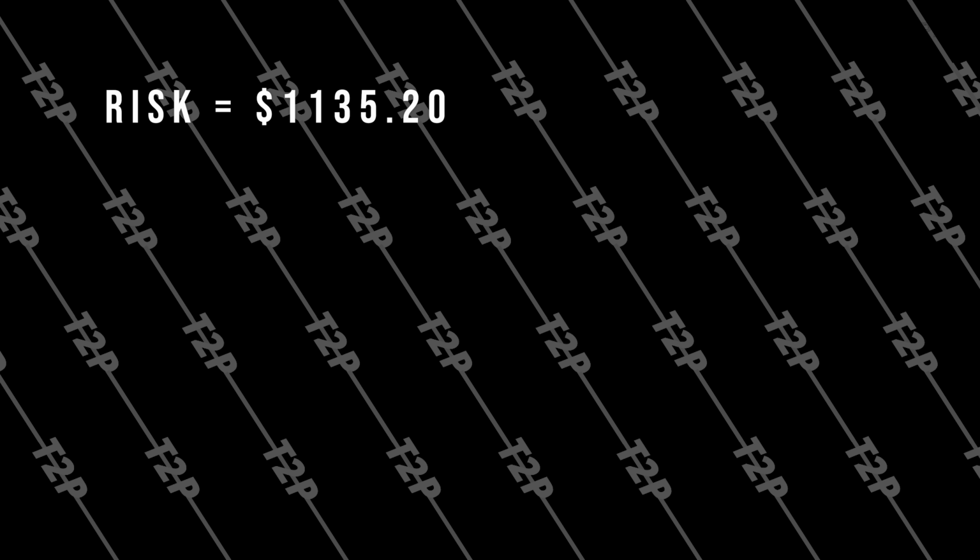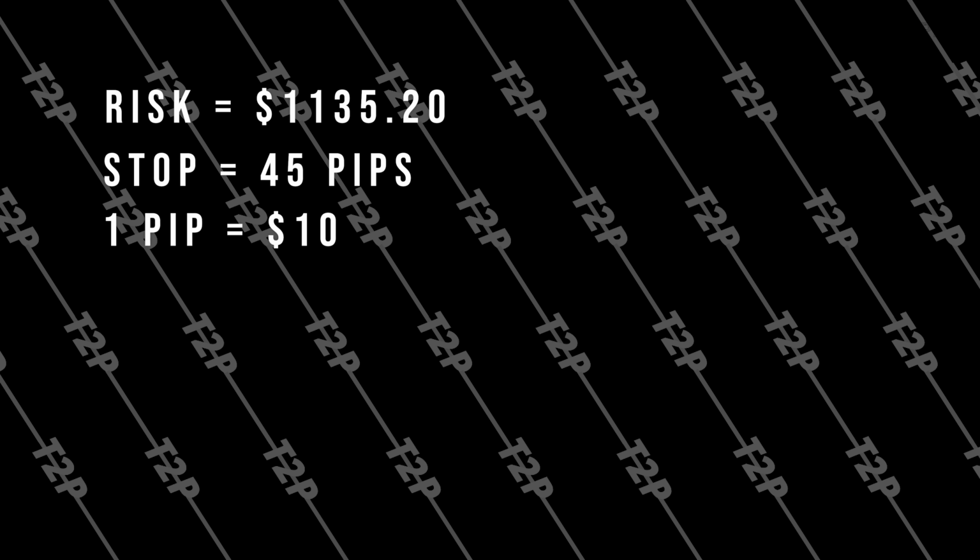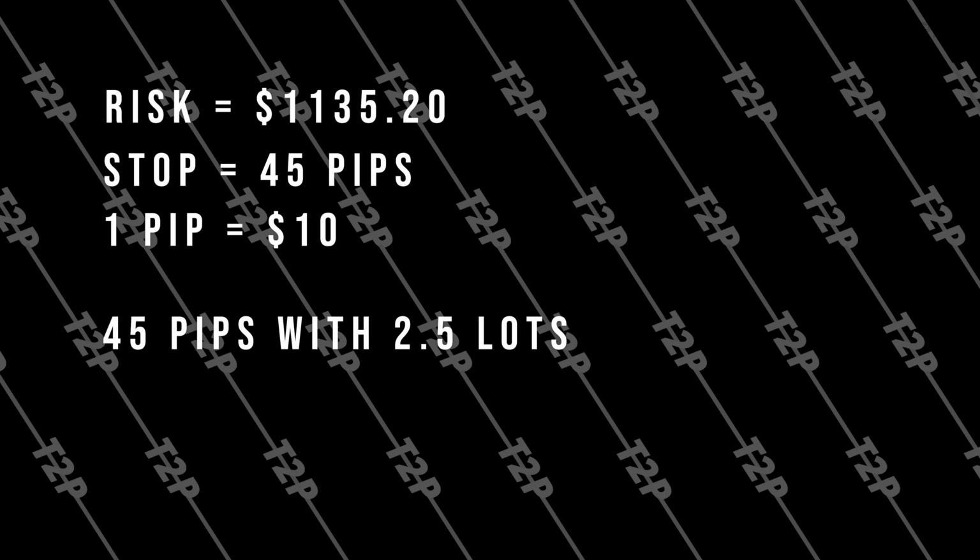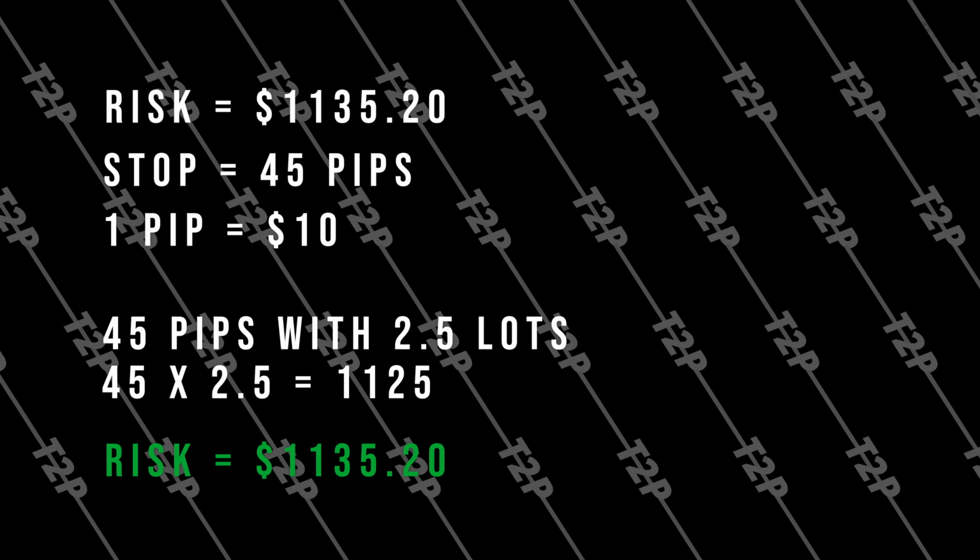You know your risk is $1,135.20 and your stop is 45 pips. Each pip is worth 10 US dollars on a standard lot. So if you were to risk 45 pips on 2.5 lots, 45 times 2.5 is 1,125, which is under our $1,135.20 risk. By using this formula, you should never have to worry about margin, leverage, or risk. As I mentioned before, they are completely within your control. They just don't come into it.